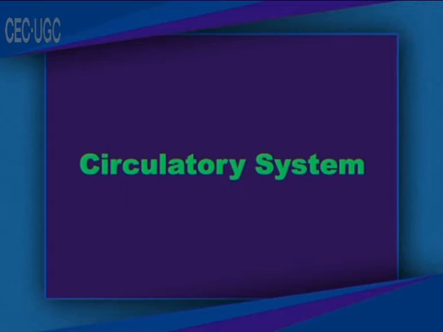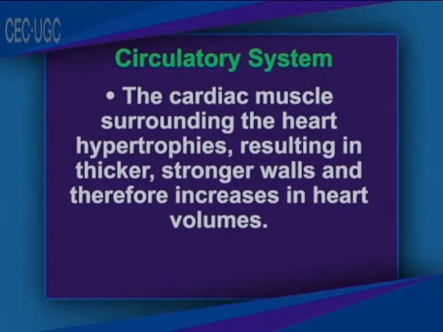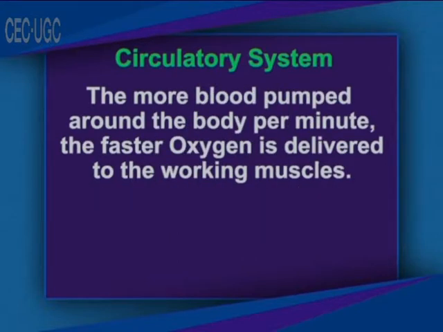Circulatory system. The cardiac muscle surrounding the heart hypertrophies, resulting in thicker, stronger walls and therefore an increase in heart volume. The more blood pumped around the body per minute, the faster oxygen is delivered to the working muscles.